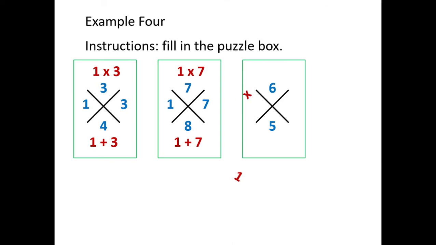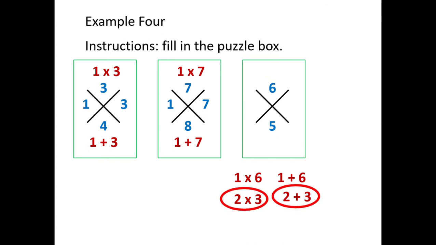Well, 1 times 6 gives you 6. That's true. But then when you do 1 plus 6, nope, wrong answer. 1 plus 6 was 7, not 5. Okay, how about 2 and 3? 2 times 3 gives you the 6 at the top when you multiply, and 2 plus 3 gives you 5. So 2 and 3 are our winners.